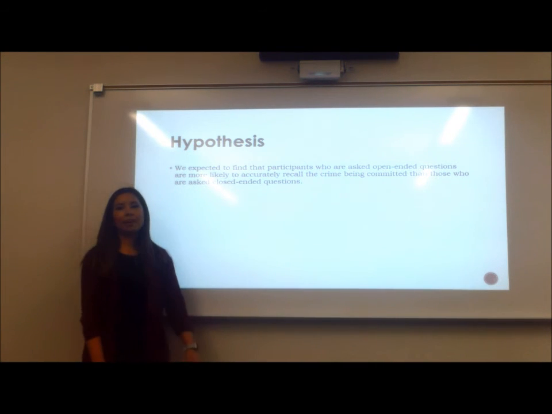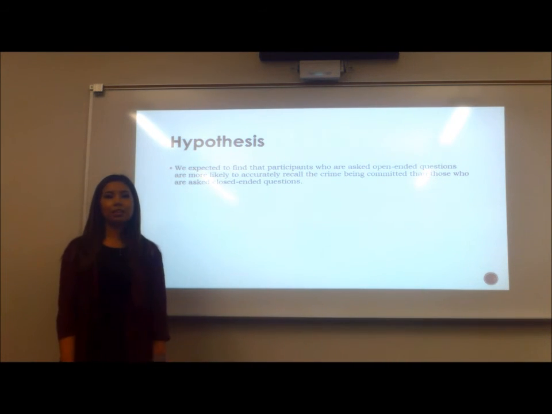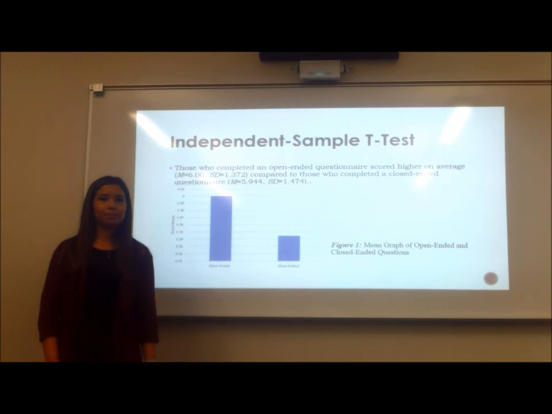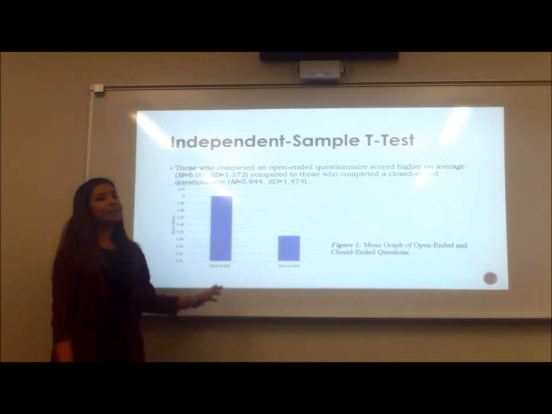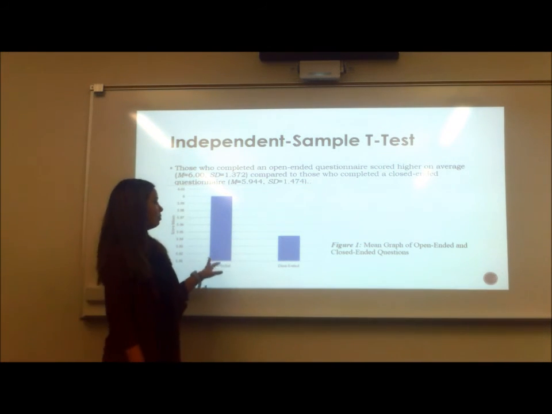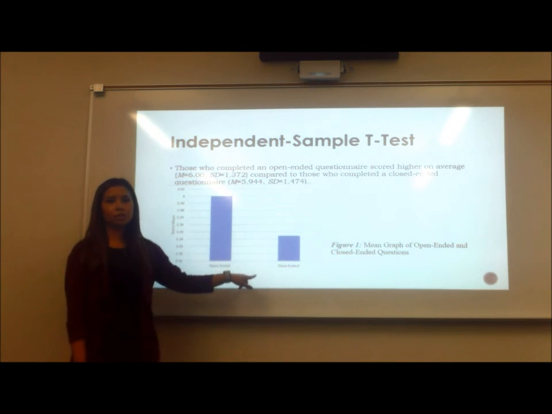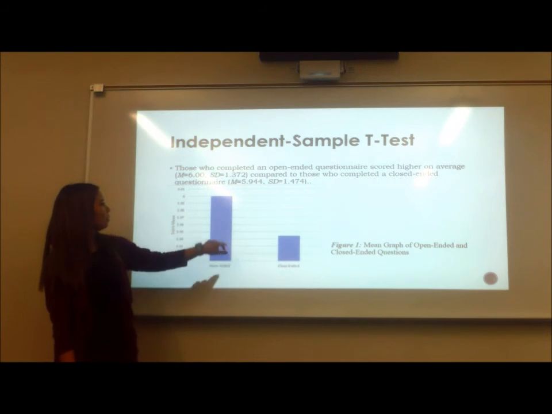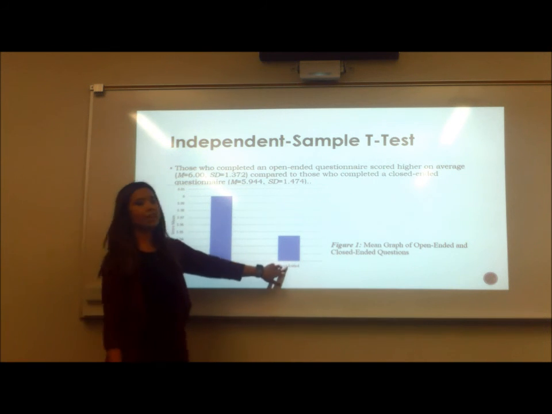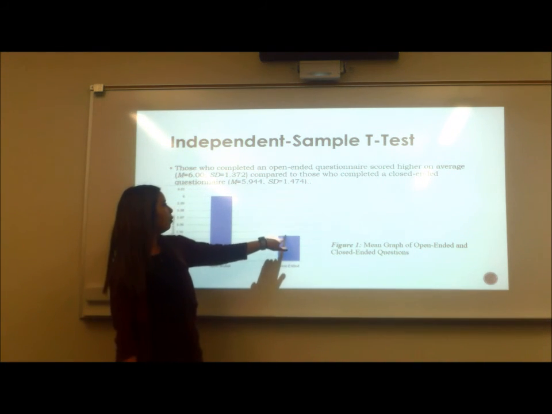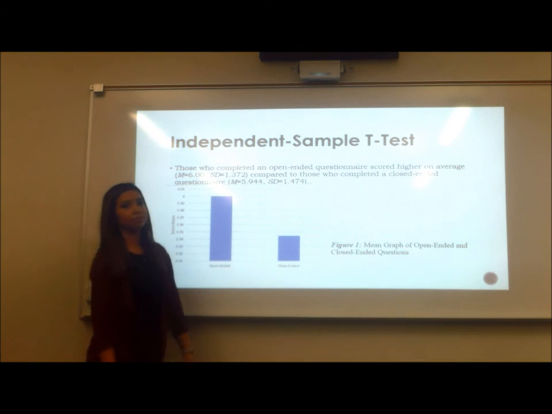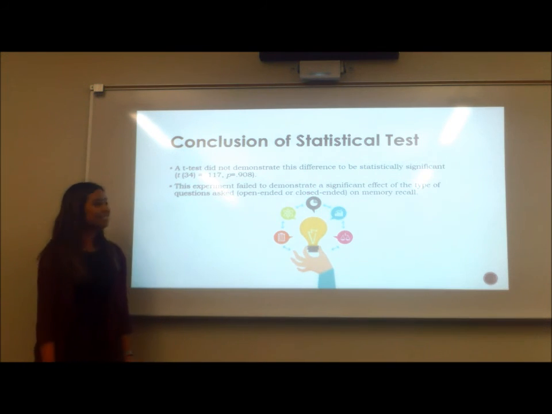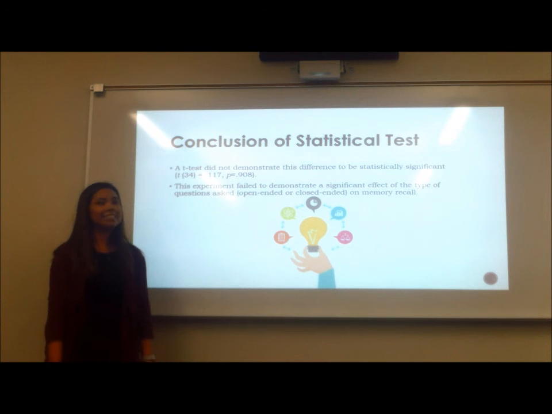So to restate our hypothesis, we expected to find that participants who were asked open-ended questions would be more likely to accurately recall the crime being committed than those who were asked closed-ended questions. An independent t-test was conducted to compare the means of both types of questions. The mean for the open-ended was 6, and for the closed-ended it was 5.944. Yet the t-test did not demonstrate this difference to be statistically significant.